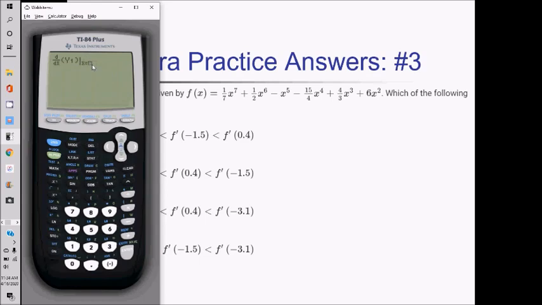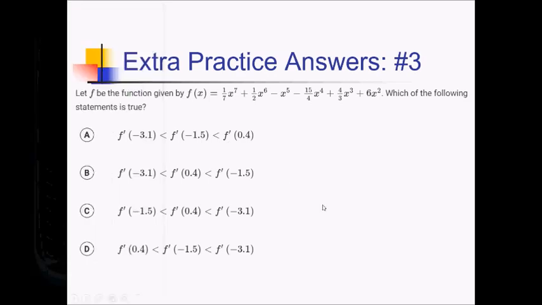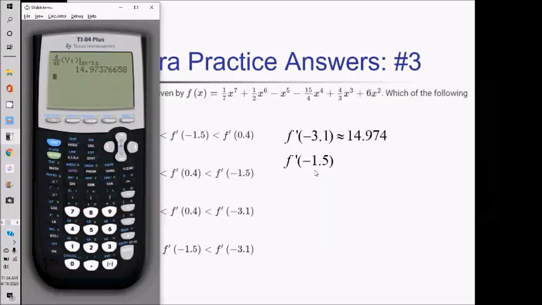So the first one I'm going to test out is -3.1. I'll just go in order from least to greatest. So -3.1, plugging that in, that comes out to about 14.974, give or take. Next, let me test out f prime of -1.5. Now, once I've done this once on the calculator, it's real easy to do it again. I'm just going to go up and yank my input from before, just press enter on that. And now I'm just going to go in and change the number I'm plugging in.